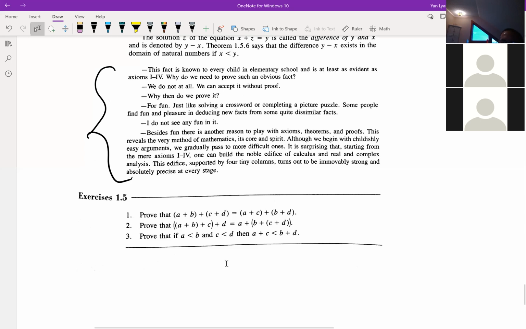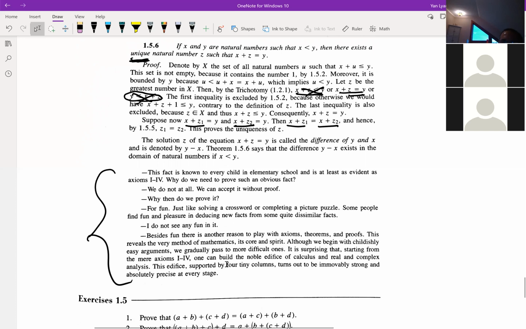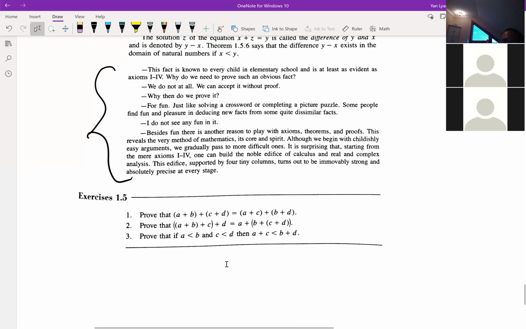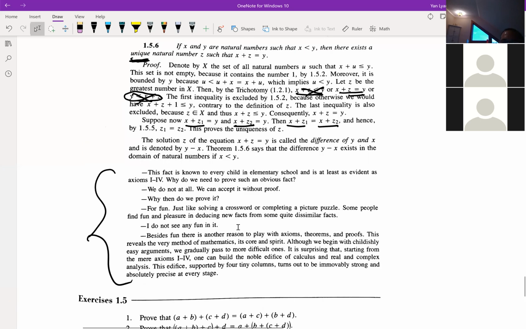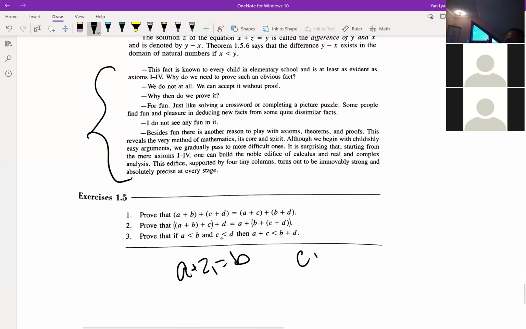You said you can apply 1.5.6 to that, because 1.5.6 was dealing with x is less than y. Oh, I see. So you do have two variables in an inequality. You say A plus Z1 equals B. How could you say that? That's your assumption, that A plus Z1 equals B, and then C plus Z2 equals D, and then proving that Z1 and Z2. And I'm not going to say any more.